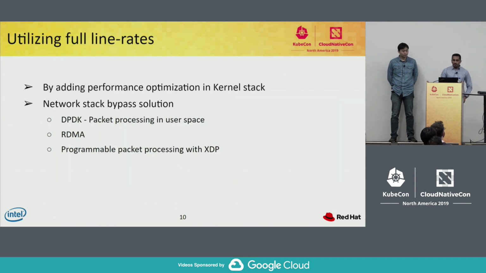So how do we utilize the full line rate? There are two options. First is to try to improve the kernel stack, and the other is bypassing the kernel. There are different ways of bypassing the kernel. One is DPDK, the Data Plane Development Kit, which is a library and user space driver that lets you do packet processing in user space instead of the kernel stack. There's also RDMA and XDP. In this session, we focus on DPDK because it is a well-adopted library for implementing CNF applications.